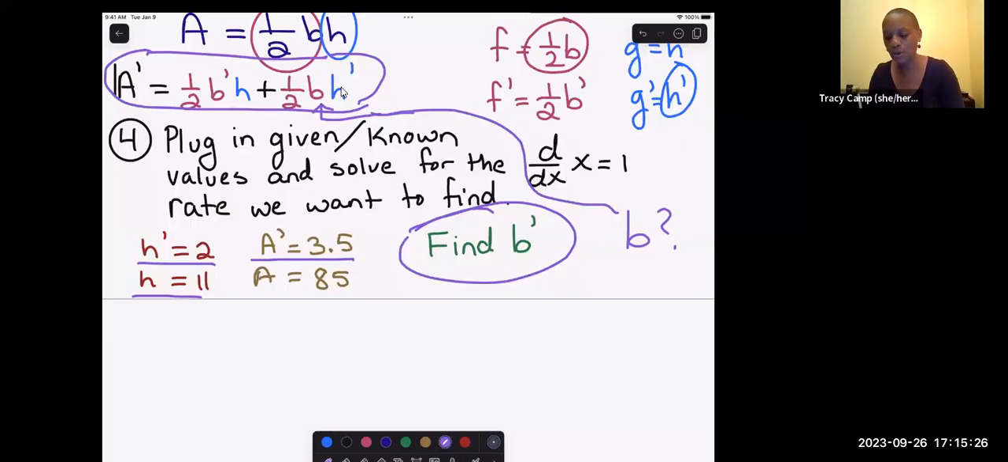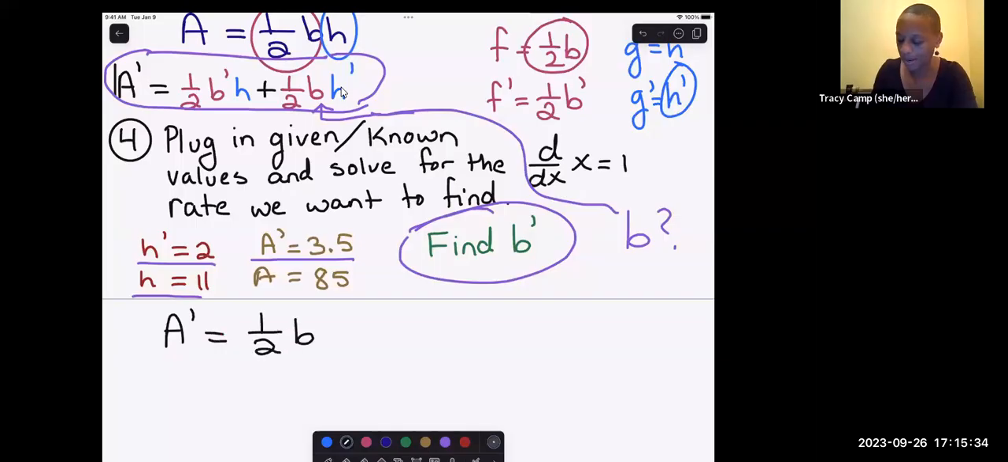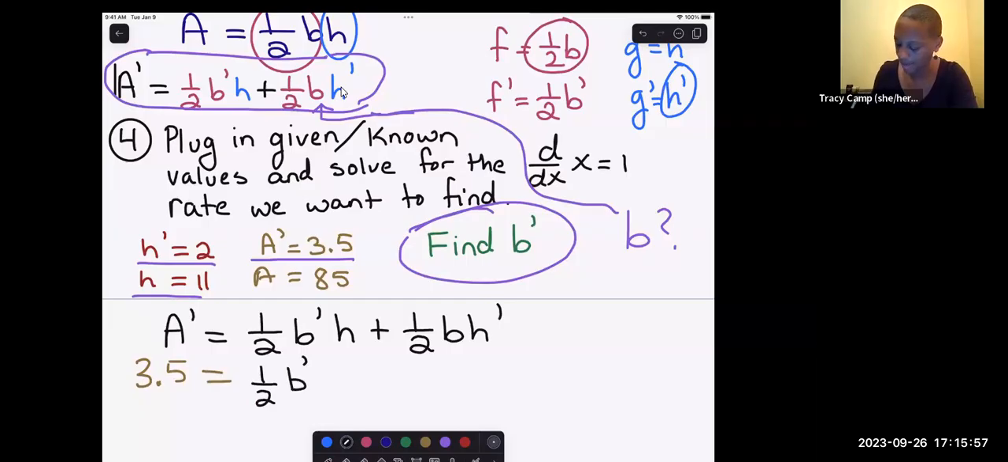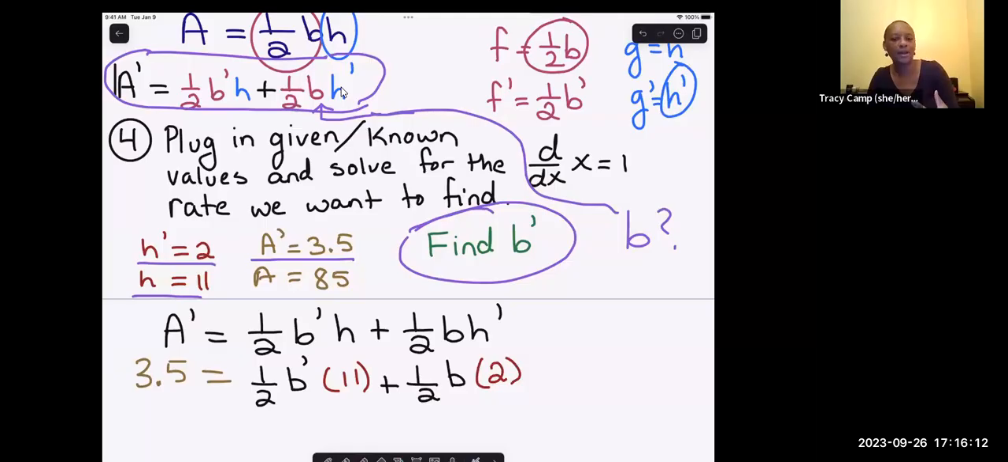So notice if I take this equation that I had and plug in my given values, look at what I get. I have 3.5 right here for my A prime, and then the B prime, that's what I'm trying to find. I have the H is 11. I don't know what B is. And then I have the H prime is 2. So I need to find out what B is before I can find B prime, because I have too many unknowns here. So my job is to find B prime.